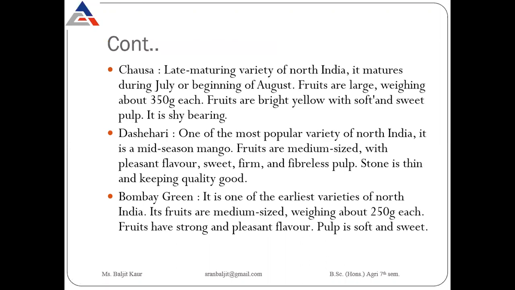The next variety is Chausa. Chausa is a late maturing variety of North India, and it matures during July or the beginning of August. Fruits are large, weighing about 350 grams each, bright yellow with soft and sweet pulp, and it is a shy bearer. Shy bearing means alternate bearing: in one year the tree bears fruit, but in the next year it doesn't.